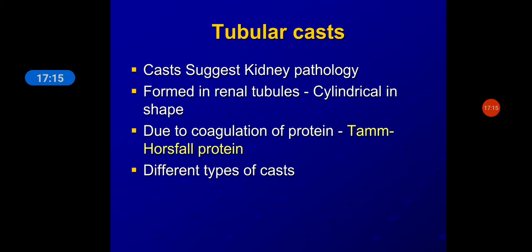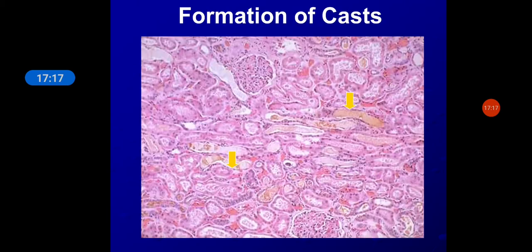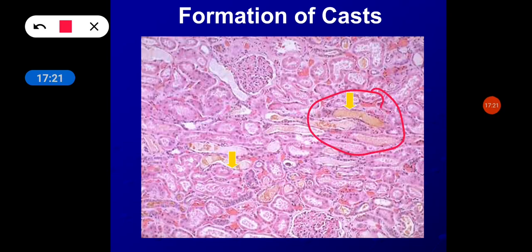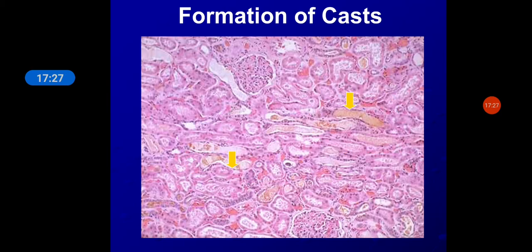There are different types of cast. I'll show you the picture of tubular. See, this is a picture of tubular cast. See this one, if you can appreciate this. These are all tubular casts. So that indicates there is some form of chronic kidney disorder.